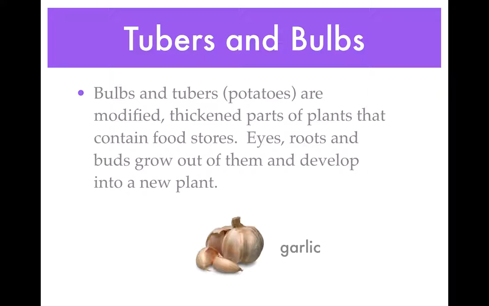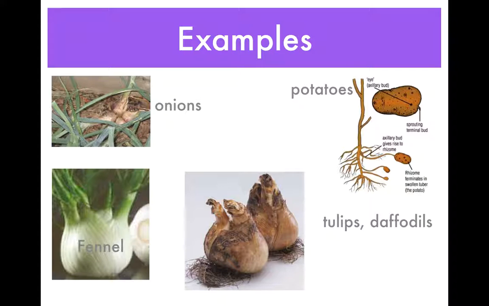If you've ever seen the eyes on a potato, if you've let a potato sit too long on your counter, you can actually see these new roots starting to grow out of the potato, and that is the potato reproducing asexually. So some examples, I mentioned potatoes. There's also onions and fennel, tulips, and daffodils are also some flowers that grow using bulbs.